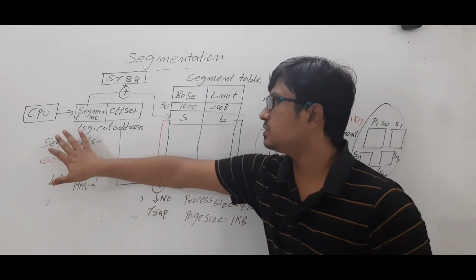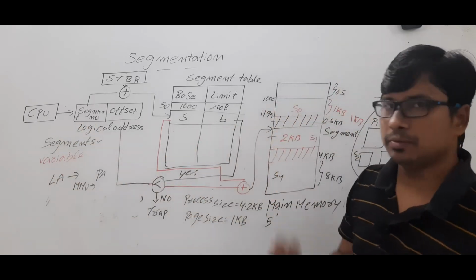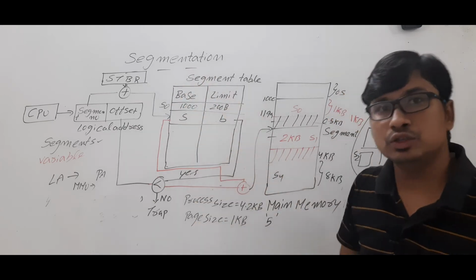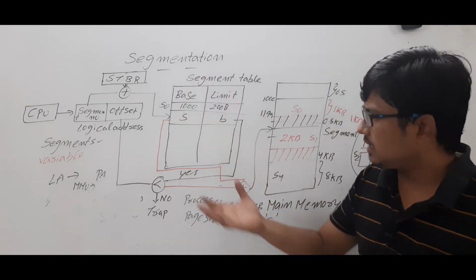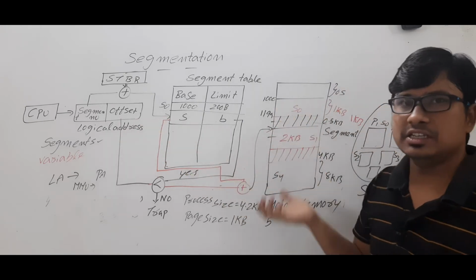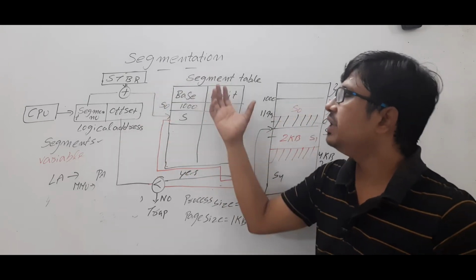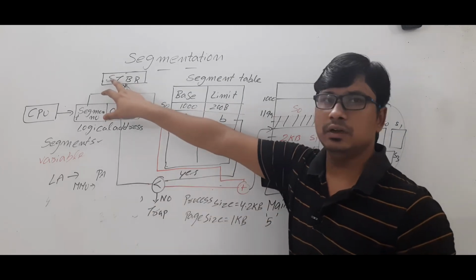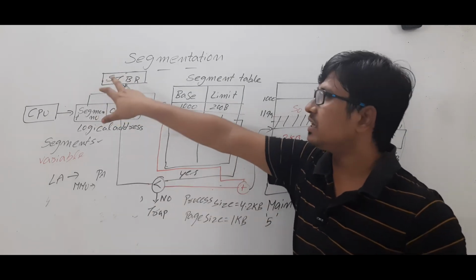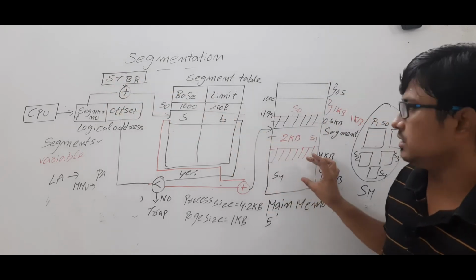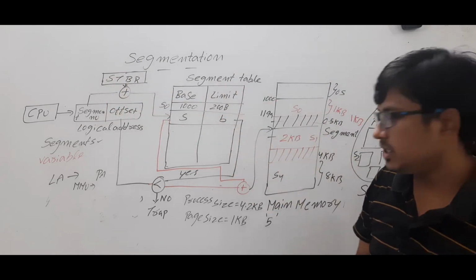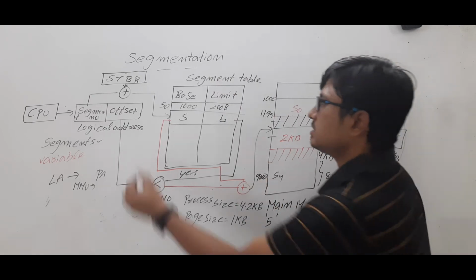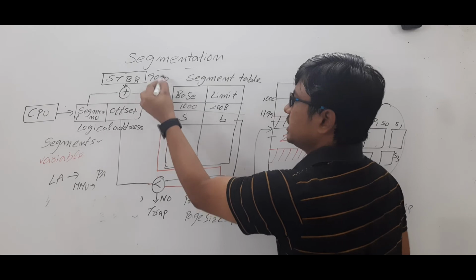Now, whenever the CPU generates the logical address of a particular process, it should know where the segment table is stored in main memory. Am I right? Let's consider it does not know where the particular segment is stored, but it should know where the segment table is stored in the main memory. How will it come to know? One register will hold the segment table base register. Suppose this entire segment table is stored at some 9000 address location. So the register will hold the 9000 location.